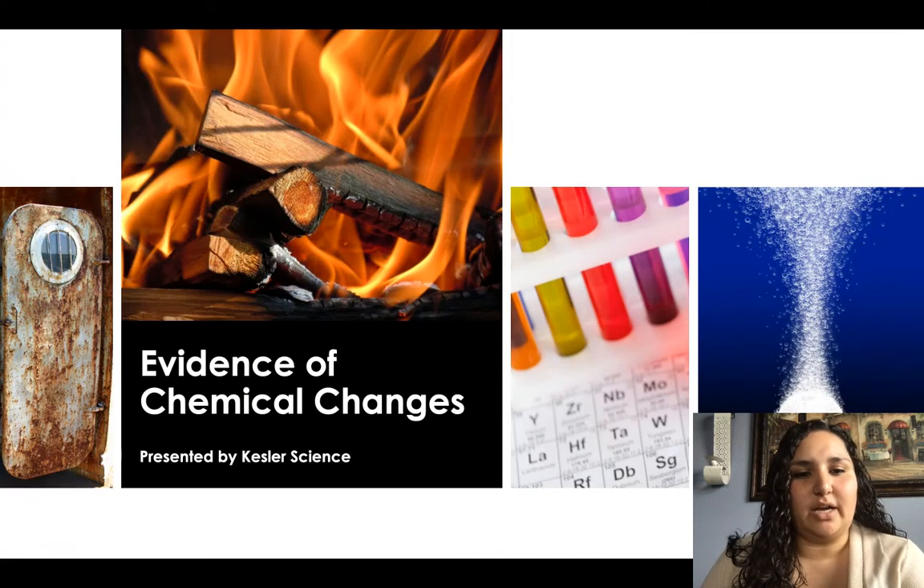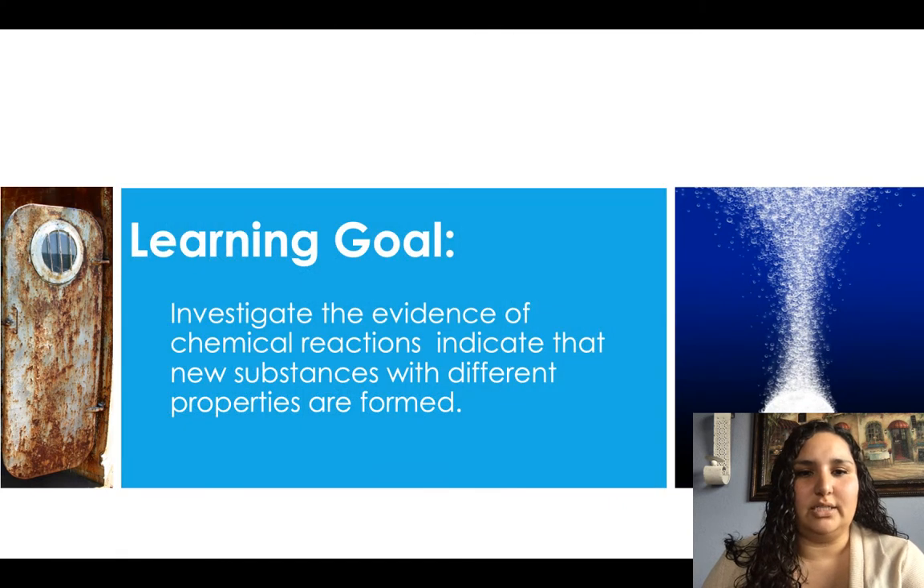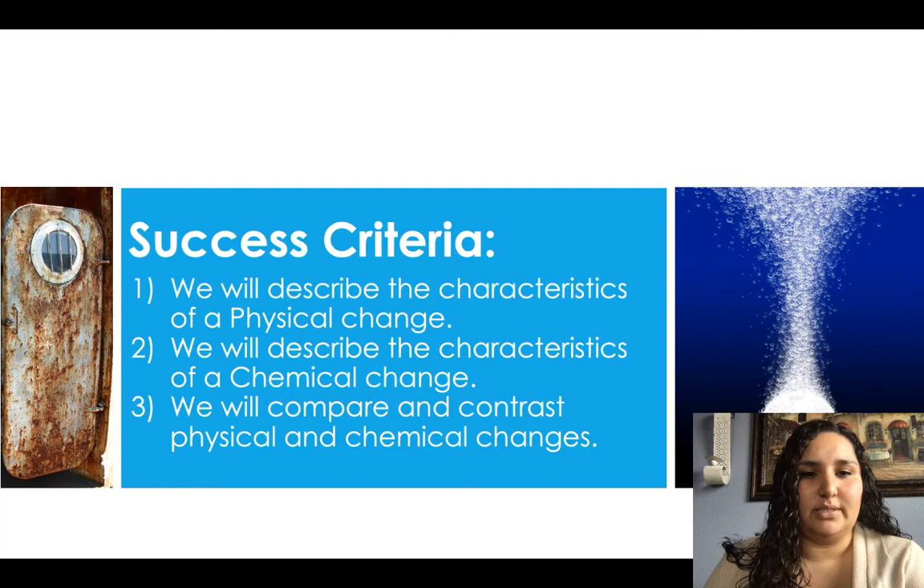Today we're going to be talking about evidence of chemical changes. If you look at your pictures on there, each one of those demonstrates some sort of evidence of chemical changes. Our learning goal for today is to investigate the evidence of chemical reactions that indicate that new substances with different properties are formed. So once again, how do we know that new substances have been formed?